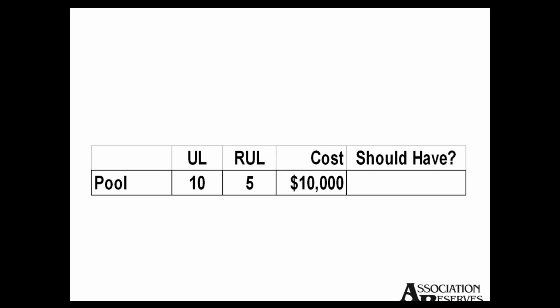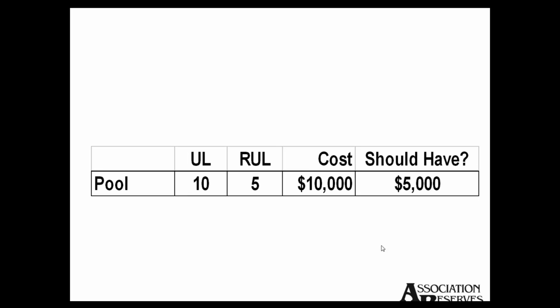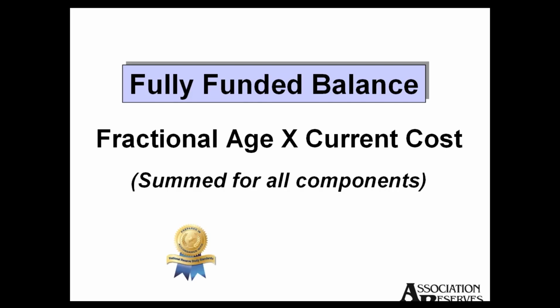Okay, let's go to component number 2, a slightly different example. The pool resurfacing, a 10-year useful life, 5 years remaining useful life. If its current cost to resurface is $10,000, and think about it, if the asset is halfway used up, how much do you think would be a good number to have on hand? Ready? Yeah, $5,000. So if the asset is halfway used up, it would be reasonable to expect that you'd have half the cash on hand. And that's all we're talking about here.